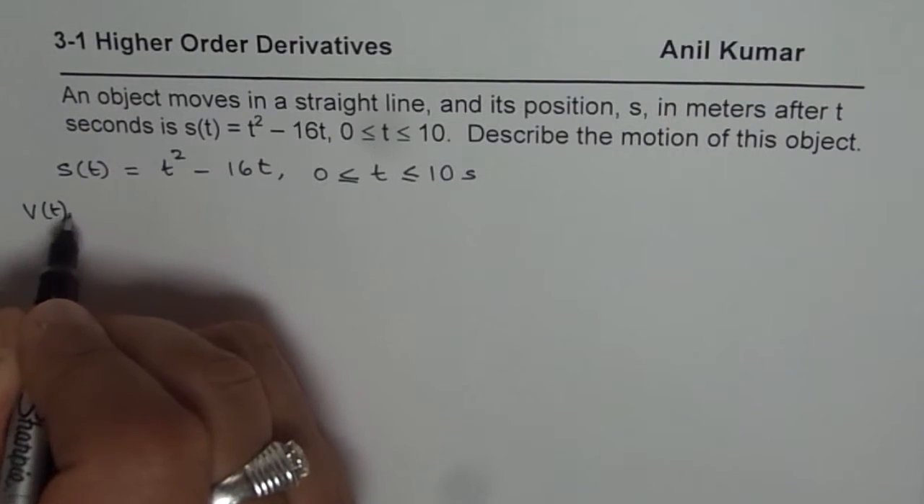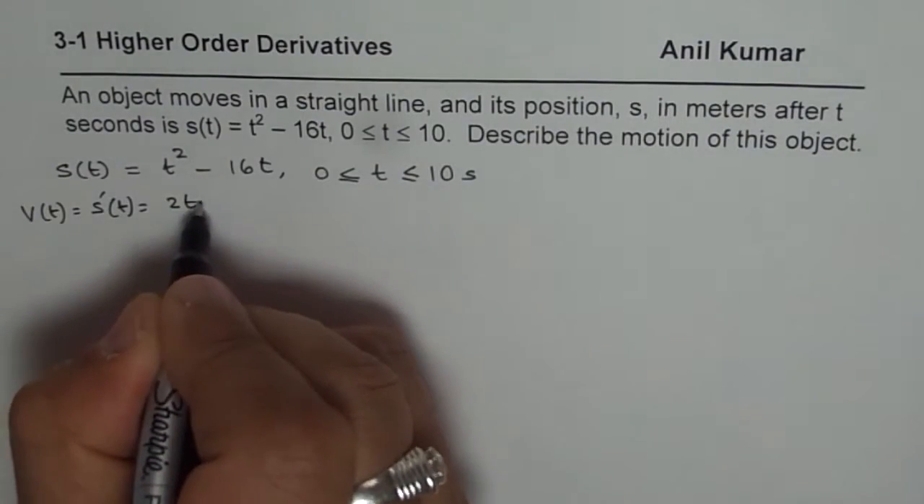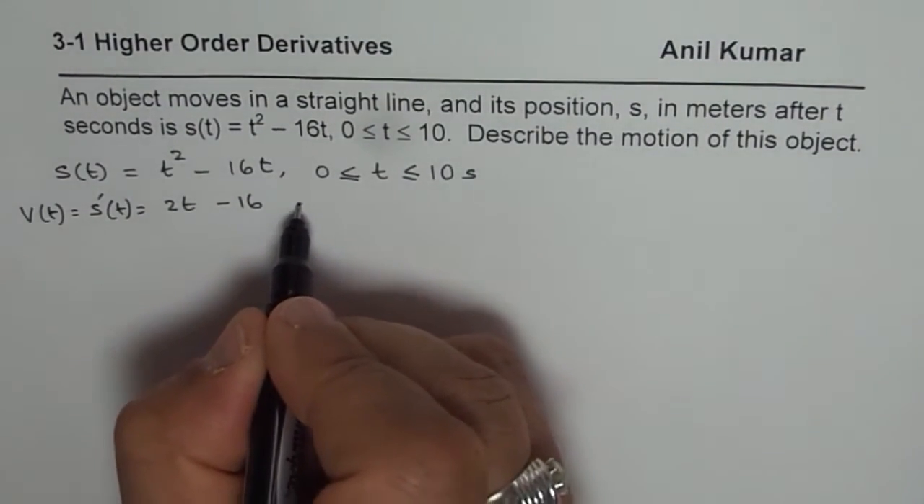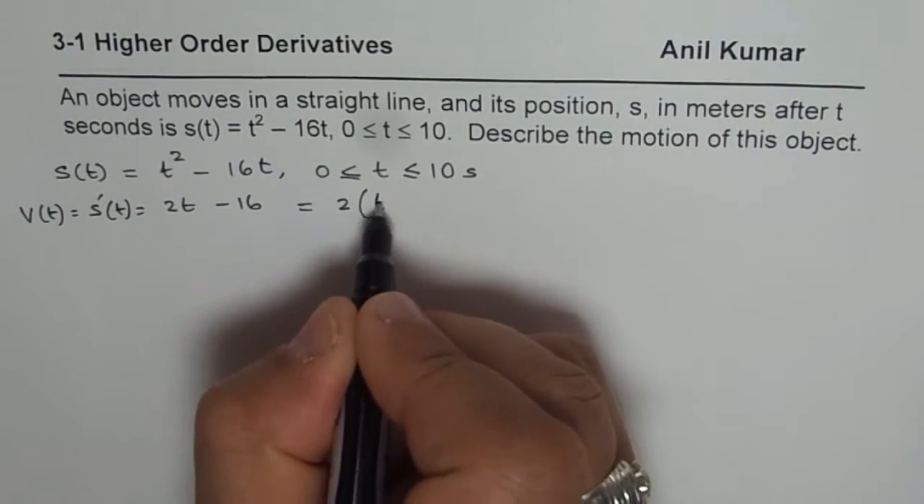So velocity is the derivative of displacement. So it is 2t minus 16. We could write this in factored form. That helps. If I take 2 common, I get t minus 8.